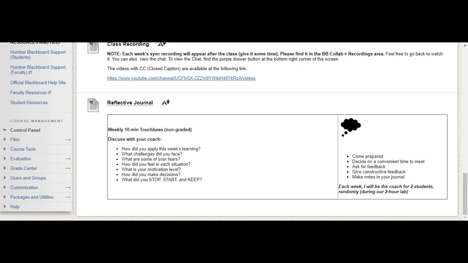Collaborate or Blackboard has a tool, but I have not looked at it. I should probably look at it. It's really up to you. Okay. At this point, your journal is personal. It's individual. All right, sounds good.